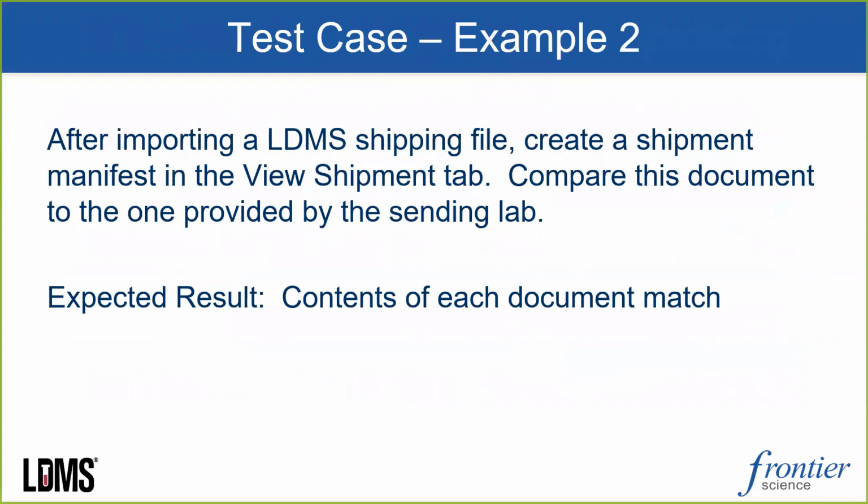A test case, example 2: after importing the LDMS shipping file, we create a shipping manifest in our LDMS, and then we compare the document from our LDMS to the one from the sending lab. And the expected result is that each document is the same. Each document matches. And again, you can pull in a copy of both of those manifests as an artifact of that test. And then if they are the same, the test will pass.